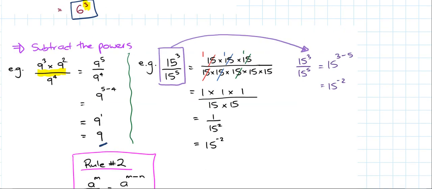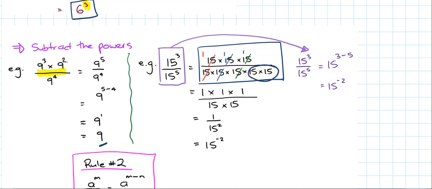So here's another example that can be applied even if you end up with a negative power. So I've got 15 cubed divided by 15 to the power of 5. If you write those out in full, you would get that expression there. And again, we're doing some cancelling. So 15 divided by 15 is 1.